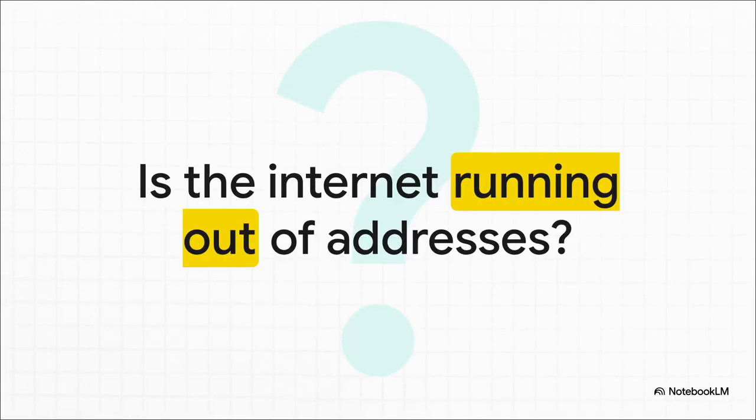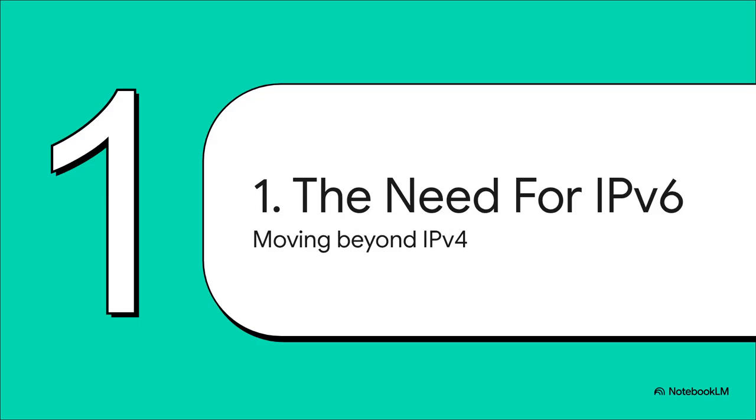Did you know the internet was running out of addresses? It's completely true. With the massive explosion of smartphones, smart TVs, and literally every internet-connected device you can think of, our old system just couldn't keep up. We were running out of room, fast. And that is exactly why IPv6 was created. Okay, let's dive into this.